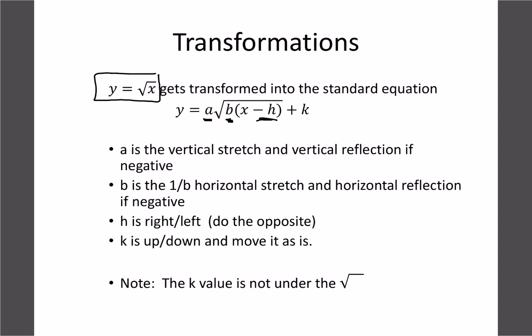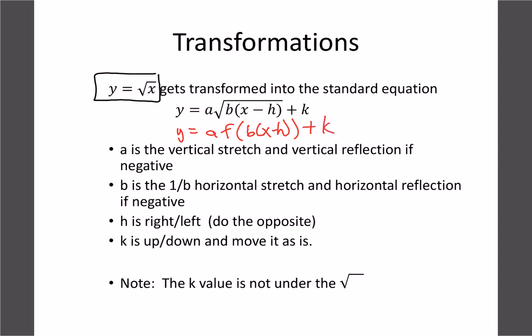Our h inside the brackets with the x is left or right. Remember to do the opposite. And k outside is our up or down. And you can leave it as is. So what's important with this equation when you look at it is it's pretty much the exact same as what we had before. So I'll refresh your memory here. If we did our old equation, we had a f of b(x minus h) plus k.